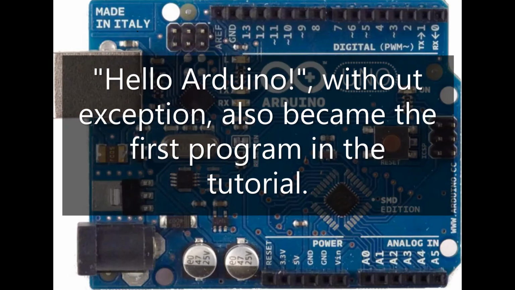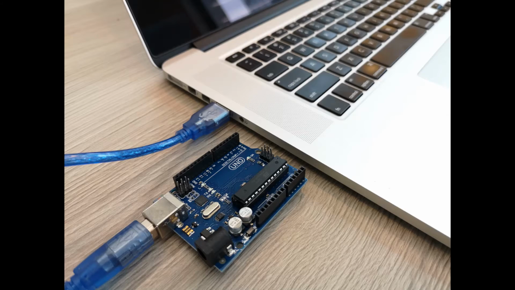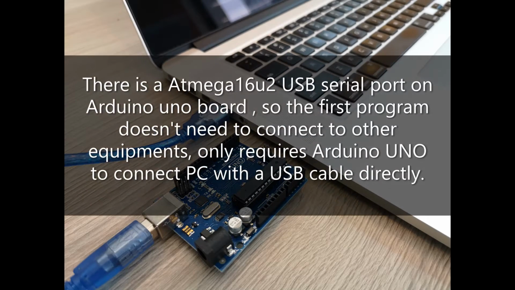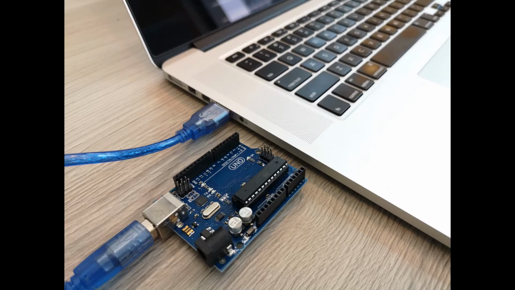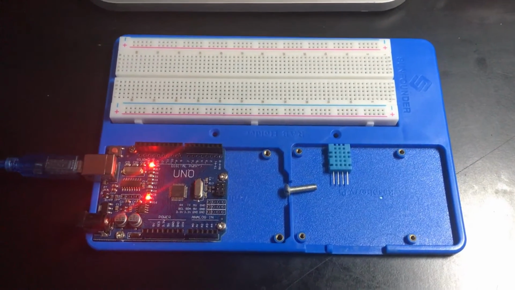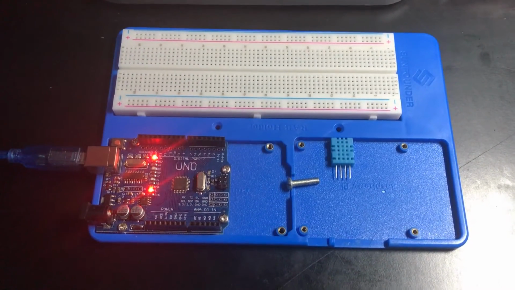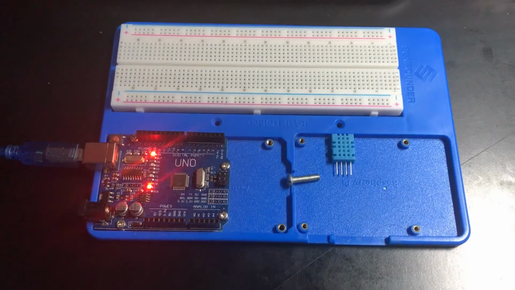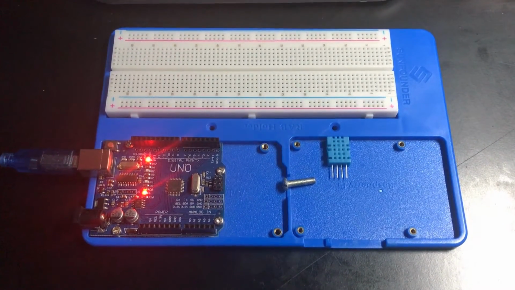Hello Arduino, without exception, also became the first program in the tutorial. Hardware connection. There is an Atmega 16U2 USB to serial port chip on the Arduino Uno board, so the first program doesn't need to connect to other equipment, it only requires the Arduino Uno to connect to the PC with a USB cable directly. And this is the hardware setup of the first ever project of my summer projects of 2020.